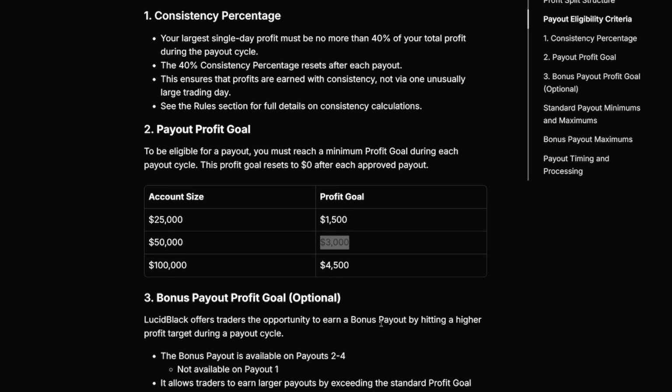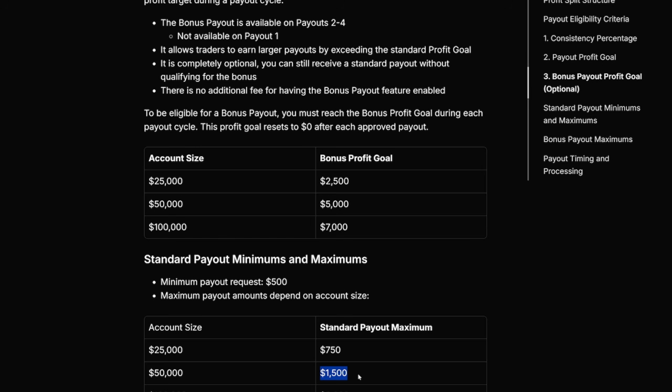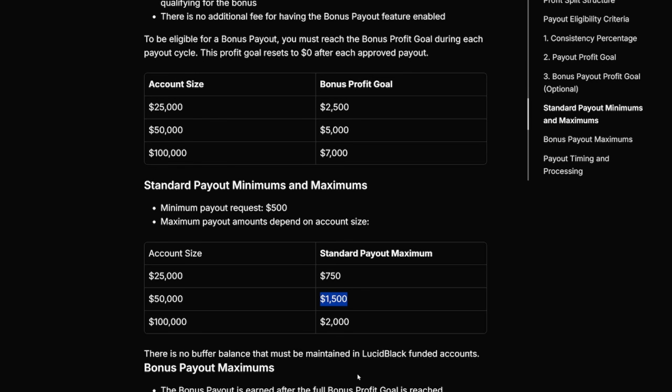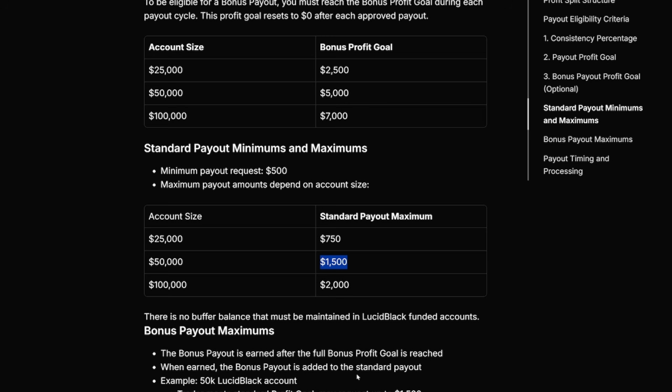Now, also with the Lucid Black account, there is a bonus payout, and that is essentially going to be in a 50K account. If you make $5,000, instead of only being able to request $1,500, the trader will be able to request an additional $1,500 in this account. So if you're looking for a little bit higher payouts, well, it looks like the Lucid Black is going to win in that category. But as a trader, you are going to have to make a little bit more money.